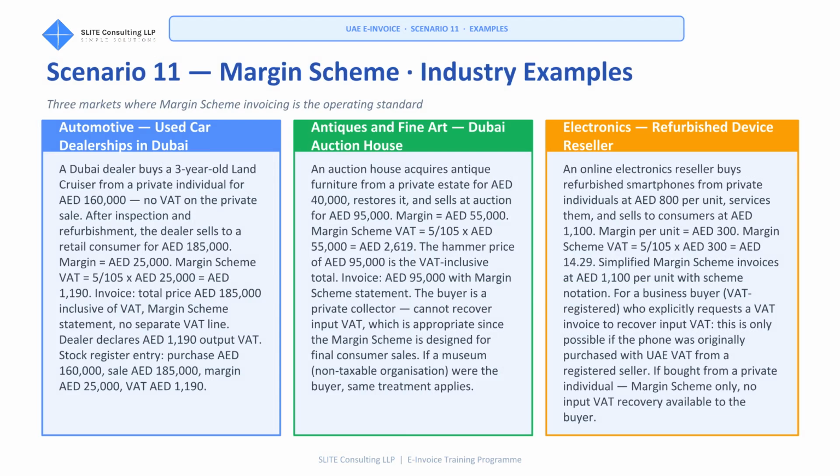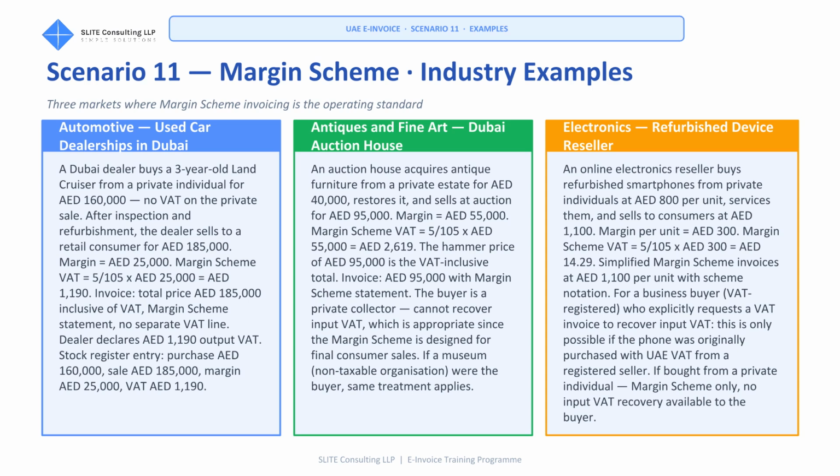First, automotive. A Dubai dealer buys a 3-year-old Land Cruiser from a private individual for 160,000 dirhams. No VAT on the private sale. Sells refurbished for 185,000. Margin: 25,000. VAT 5 over 105 times 25,000 equals 1,190 dirhams. Invoice shows the inclusive total with a margin scheme statement, no separate VAT line.